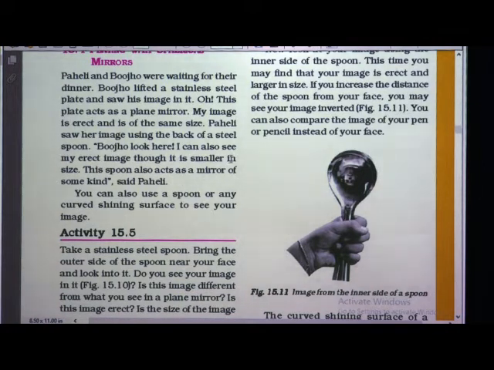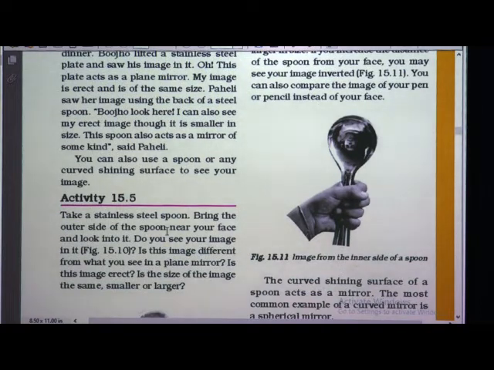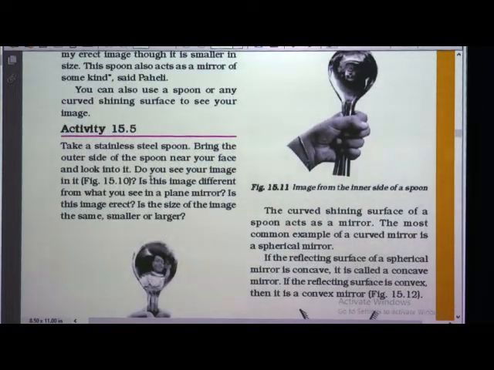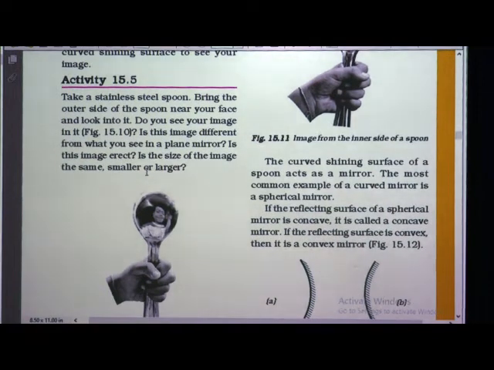Because the plate and the spoon are both made of stainless steel. Okay. But when Bujo took the plate, the size was the same and the image was erect. But when Paheli took that spoon, she saw the image size was smaller. So, what is the reason behind this? To understand these concepts, you have to read this activity 15.5 again. So, let us read this activity.